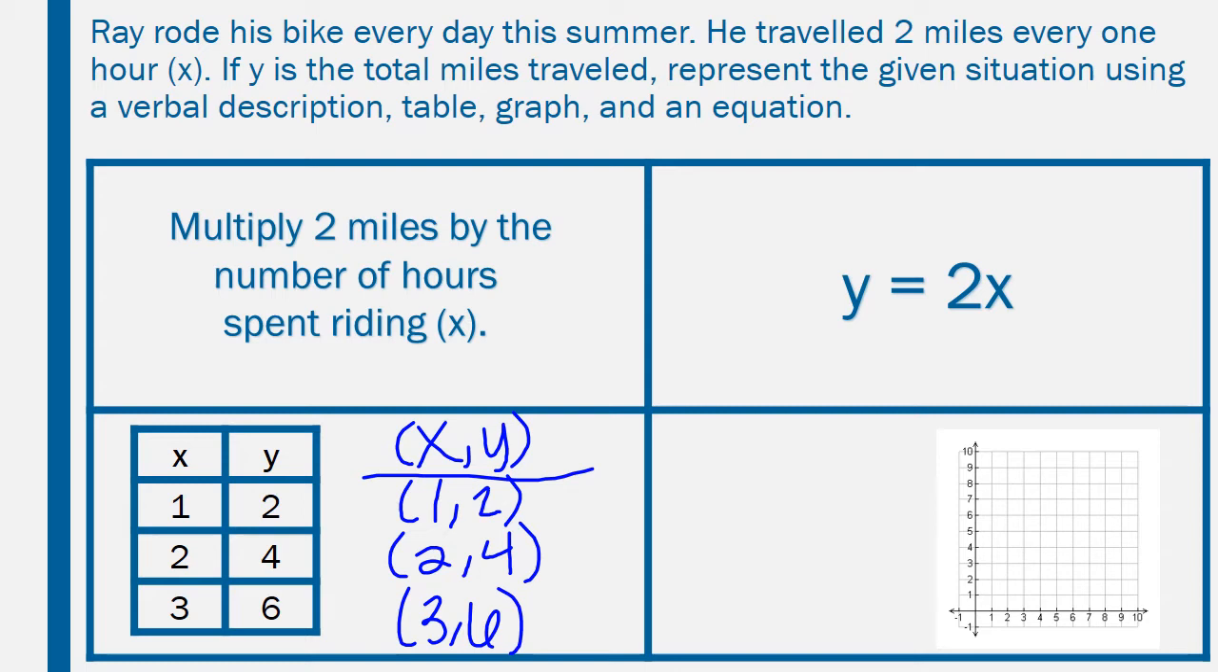We're going to go to 1 on what axis? The X. Good job. 1 and then up to 2. And then 2 all the way up to 4. And then 3 all the way up to 6. All right, and now you each have your 4 representations. This is very easy, isn't it, class? Yes, it is. All right, so now let's get into some problems.